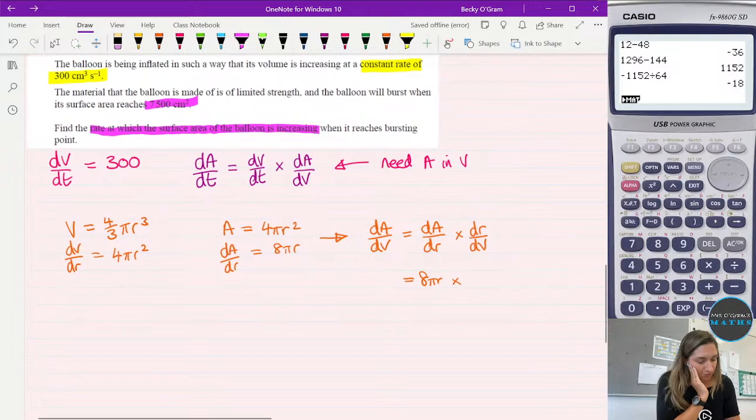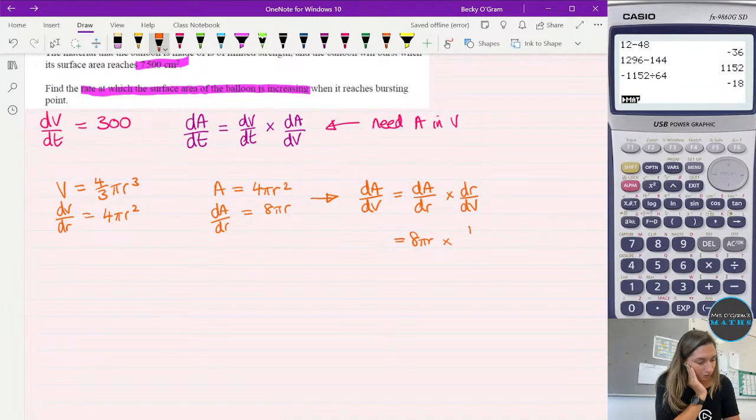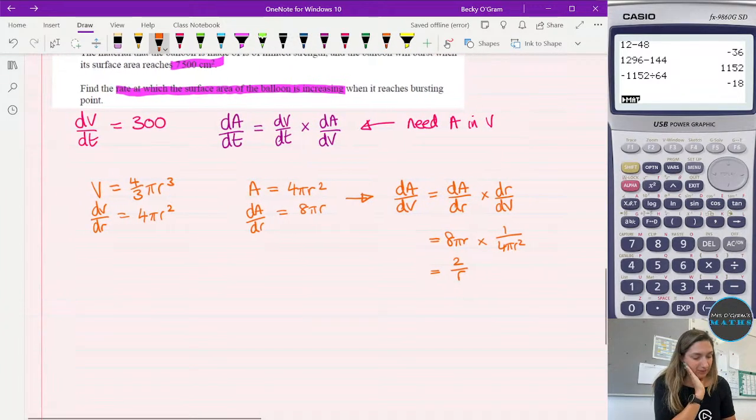We'll times it by 1 over 4 pi r squared, and that will cancel out. The pi's are going to cancel, 8 over 4 simplifies to 2, and the r over r squared will simplify to being over r, so that's 2 over r. Okay.